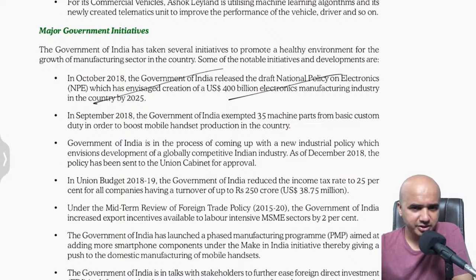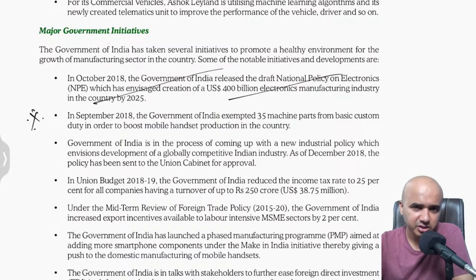The Government of India exempted 35 machine parts from basic custom duty in order to boost mobile handset production in the country. Very important. One thing we have to understand is, even though we have a few mobile manufacturing units set up in the country, especially Xiaomi, Redmi, even Apple, the problem here is most of the components required for the mobile phone are not being manufactured here, but instead they are being imported to India. Then they are mostly assembled and then sold as made in India.